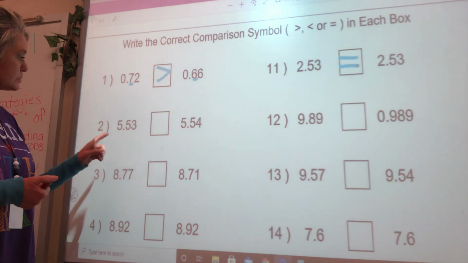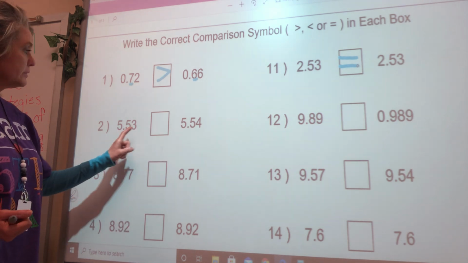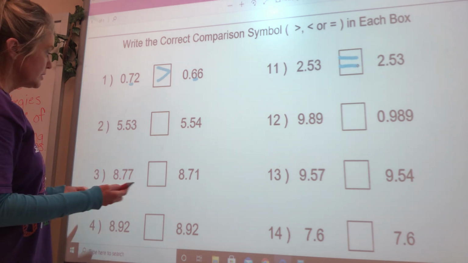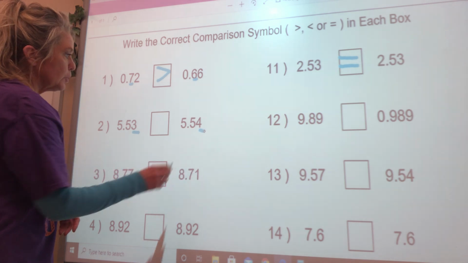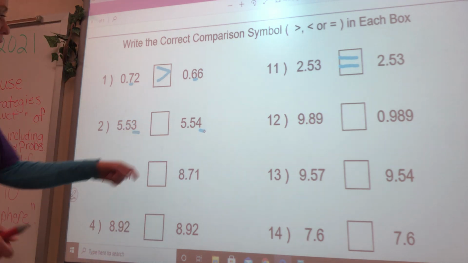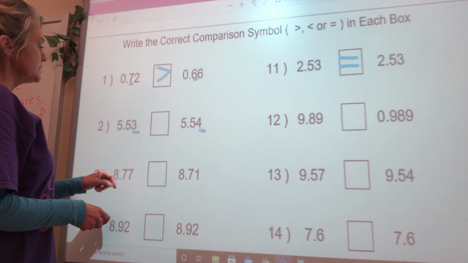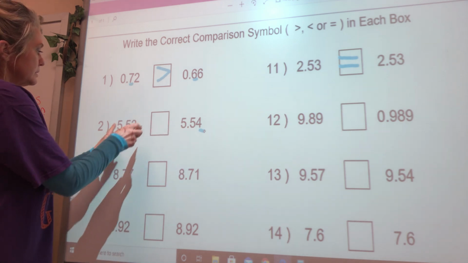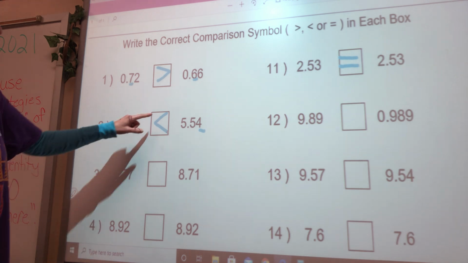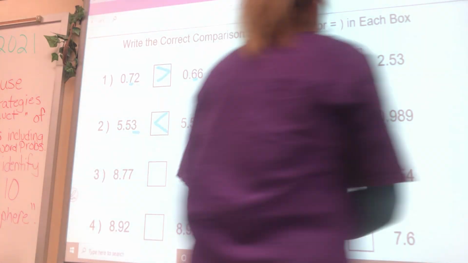All right, on this one, the whole number is the same, so we go to the tenths. The tenths is the same too. So we move to the hundredths. In the hundredths, we have a 3 and we have a 4. Which one's bigger? 4 is, isn't it? Since this is less than this, then this number is less than this number. See how the mouth is open to the bigger one. This is the little one, the point.